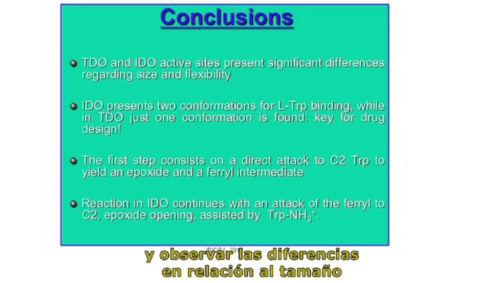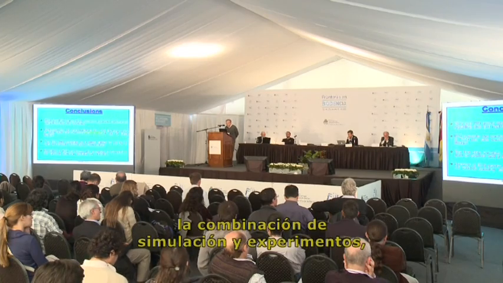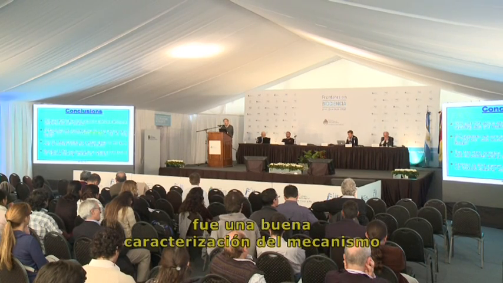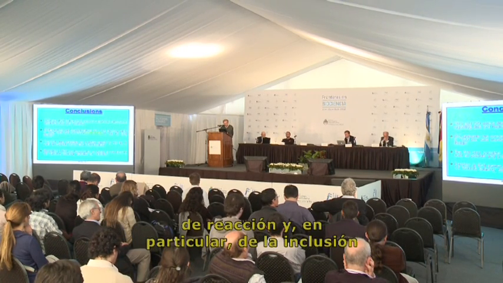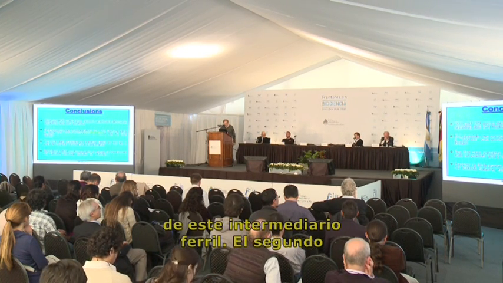And so the conclusion of this part of the talk is that we could characterize the active sites of both proteins, and we saw significant differences regarding size and flexibility, and that could be helpful for designing inhibitors. The other thing that we could obtain with a combination of simulation and experiments was a very nice characterization of the reaction mechanism, particularly the involvement of this ferryl intermediate.